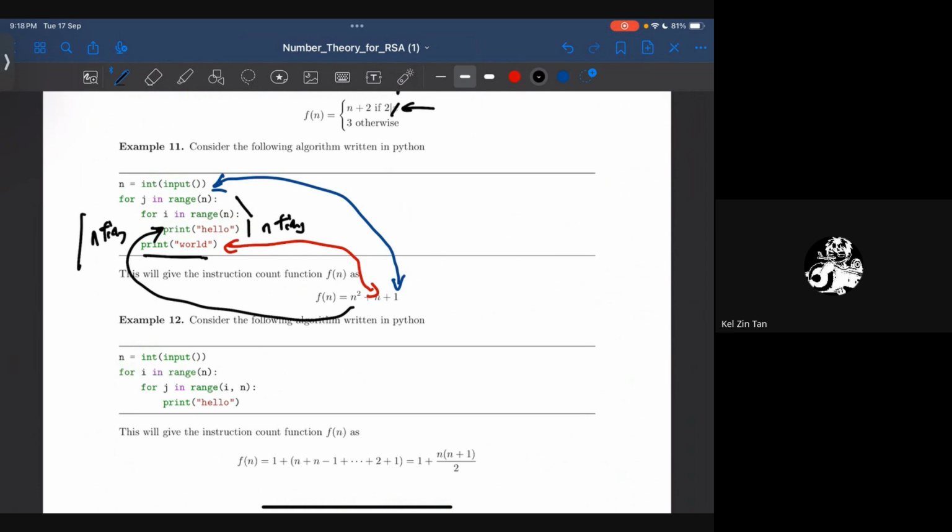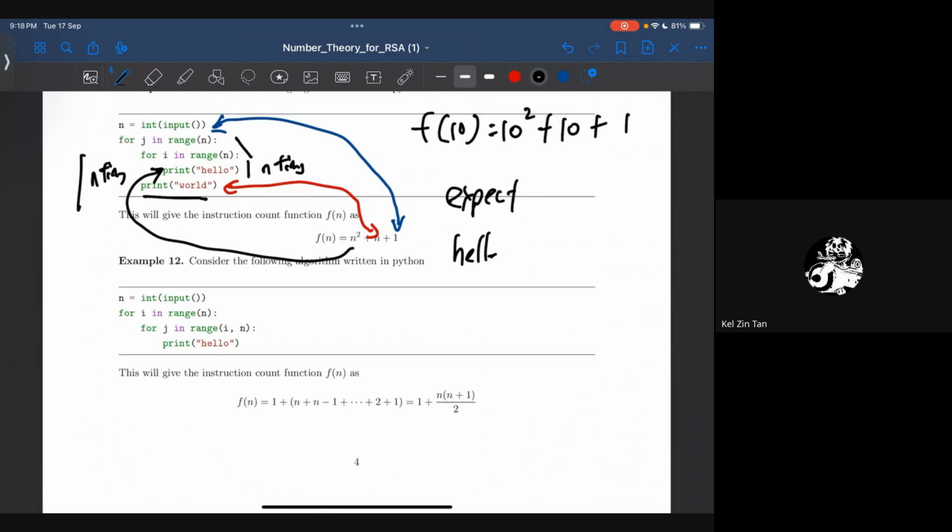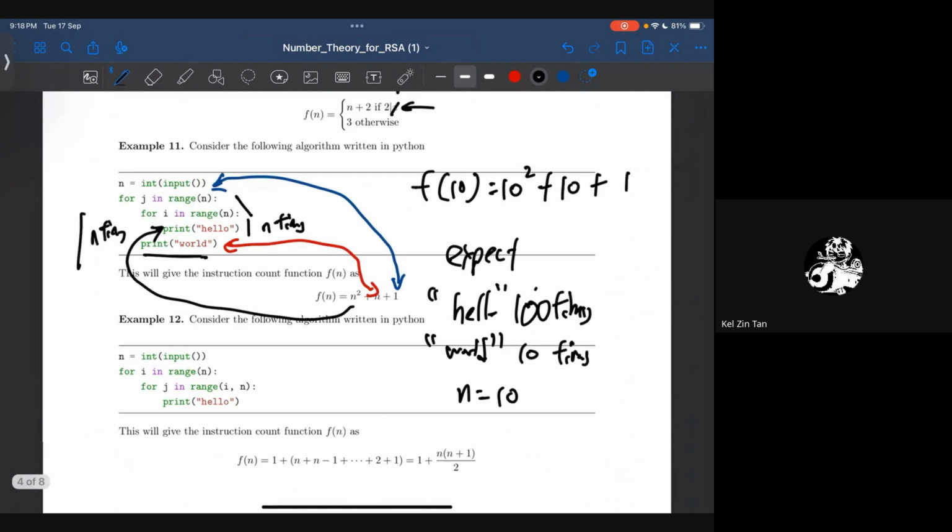I was giving an example. If we have f(10), f(10) is equal to 10 to the power of 2, plus 10, plus 1. So what this basically says is that we can expect we get hello 100 times, and we get world 10 times if n is equal to 10. Right, okay, good.